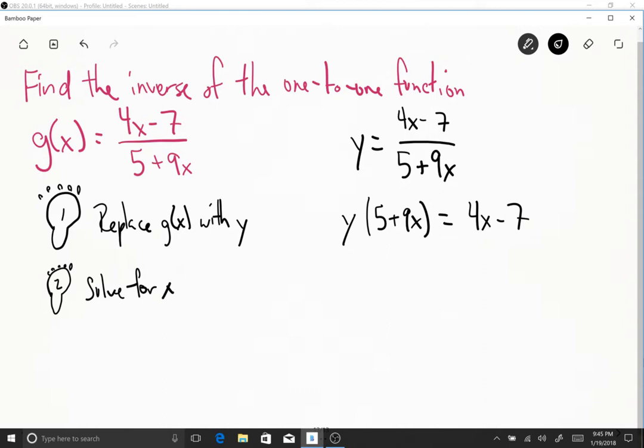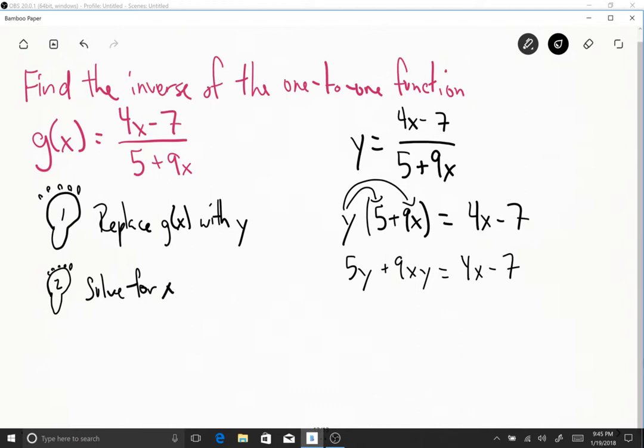So now, in order to solve for x, we have x's on both sides, so you can't solve for it just yet. So we're going to need to distribute this y to both terms. So you get 5y plus 9xy equals 4x minus 7. And anytime you try and solve for a variable, in this case x, if it's a linear term in terms of that variable, so notice x is just raised to the first power, which is the case here, you just get all those terms onto one side of the equation. So we're going to move all the x's over to one side, everything that's not an x to the other.